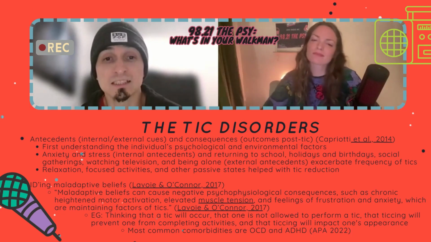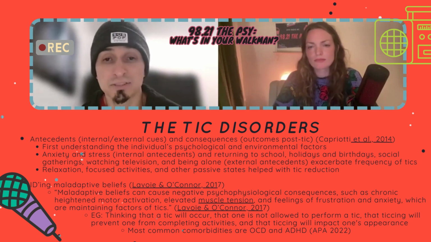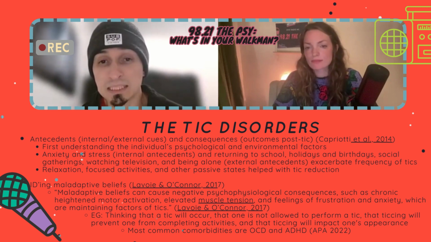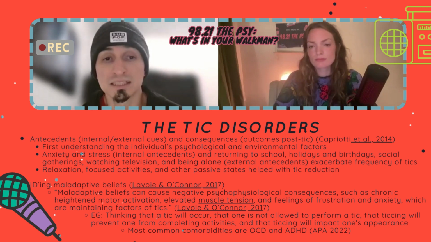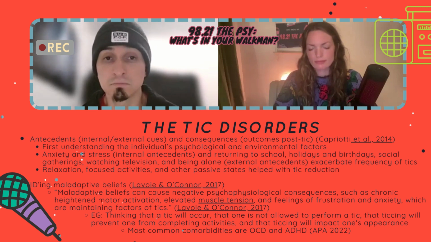The development gets us into how the age of onset is commonly between 6 and 7 years old, and initial presentations usually involve simple motor tics. What's really interesting is that tics can wax and wane or change over time, typically peaking in adolescence and decreasing in severity and frequency over time, which sometimes disappears entirely, but not always.